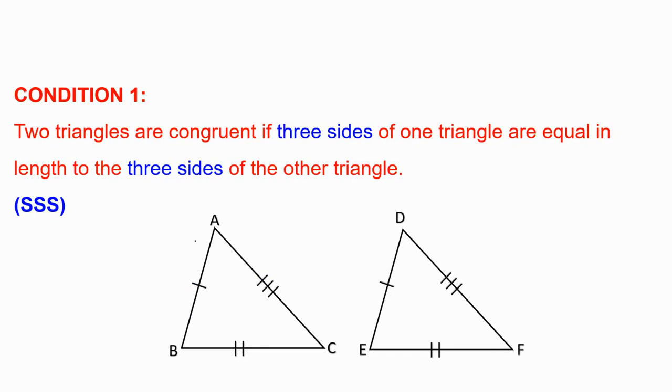Condition 1. Let's start. Two triangles are congruent if 3 sides of one triangle are equal in length to 3 sides of the other triangle. You see that? Like here, we have AB equal to DE, BC equal to EF, AC equal to DF. So now we have 3 pairs of corresponding sides being equal, so we can say that triangle ABC is congruent to triangle DEF.